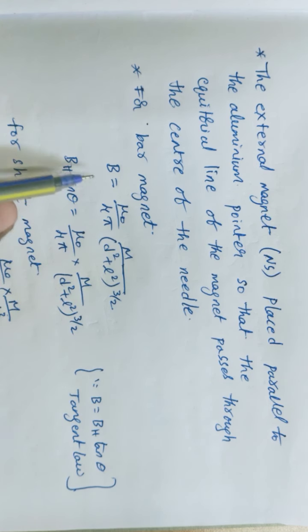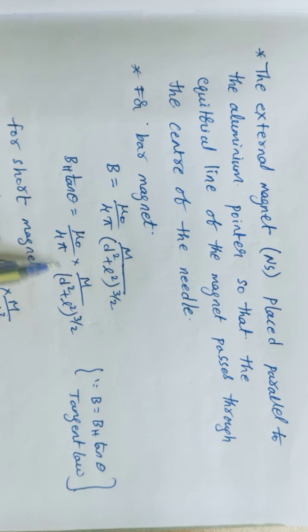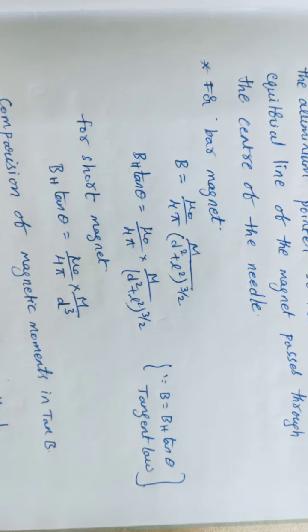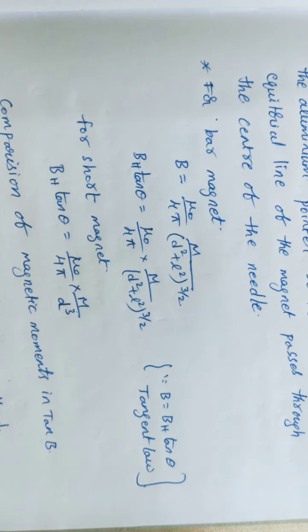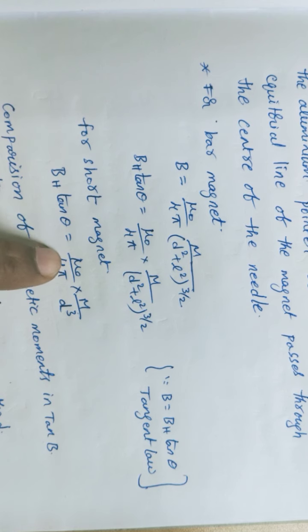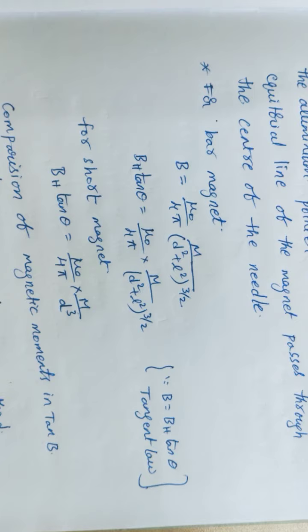So further, by tangent law, we take BH tan theta instead of B. Therefore B is equal to BH tan theta. Then BH tan theta is equal to mu naught by 4 pi into M divided by d square plus L square whole power 3 by 2. For short magnets, students, this d square plus L square whole power 3 by 2 becomes d cube only. Then BH tan theta is equal to mu naught by 4 pi into M divided by d cube. This is the simple formula we prefer for a short magnet.